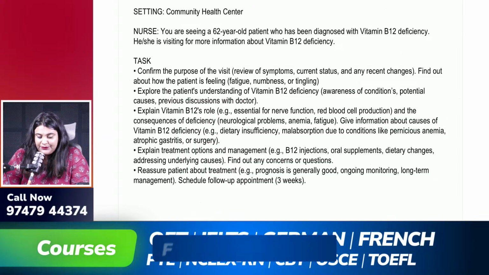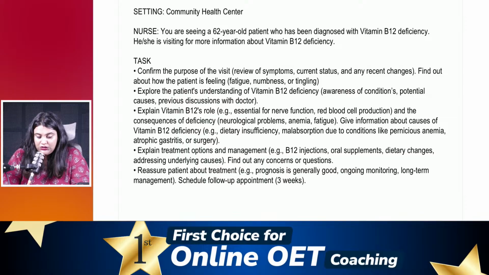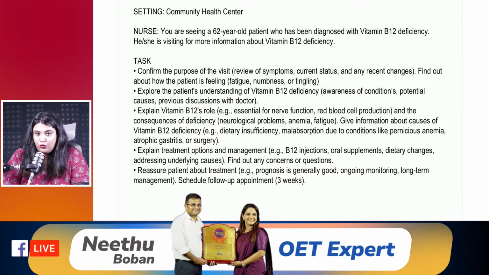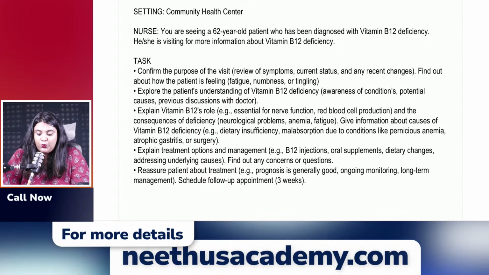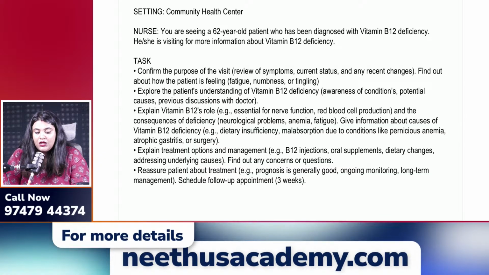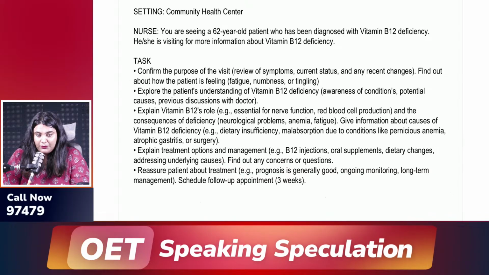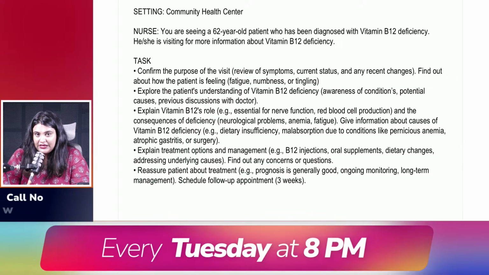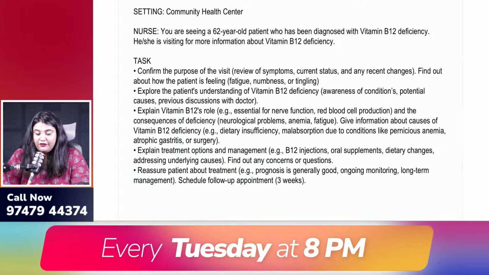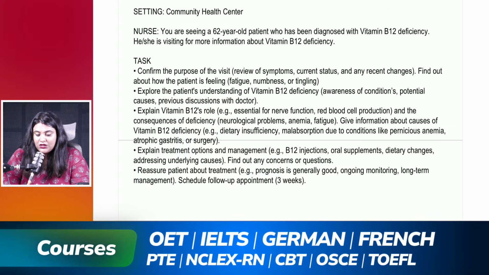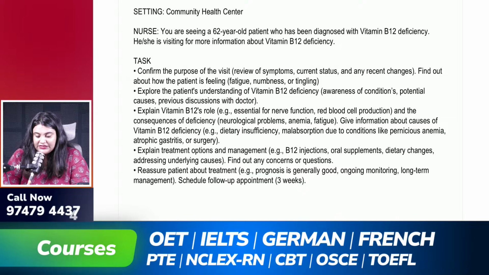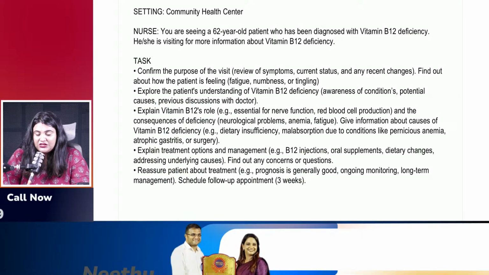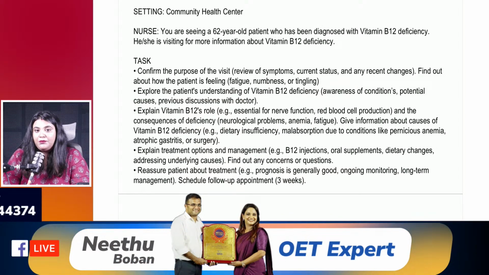Starting from the setting, it is given as a community health center, and the background information says you are seeing a 62-year-old patient who has been diagnosed with vitamin B12 deficiency. He or she is visiting for more information about vitamin B12 deficiency. And your first task says, confirm the purpose of the visit, review of symptoms, current status, and any recent changes. After that, find out about how the patient is feeling, fatigue, numbness, or tingling.